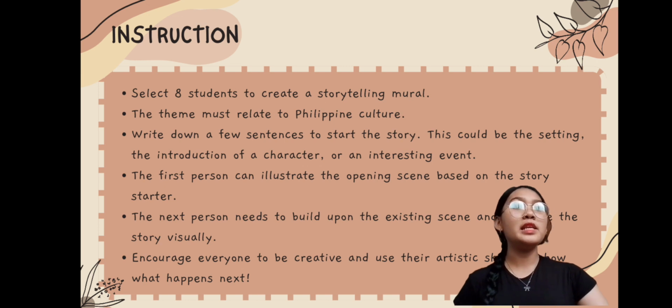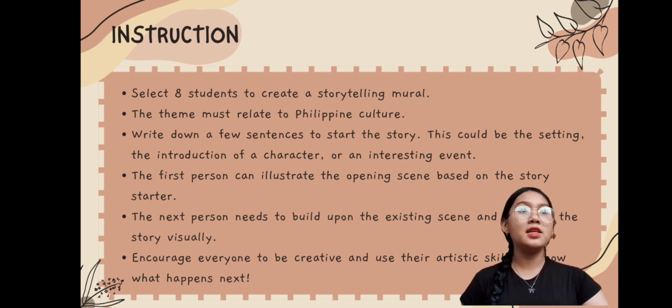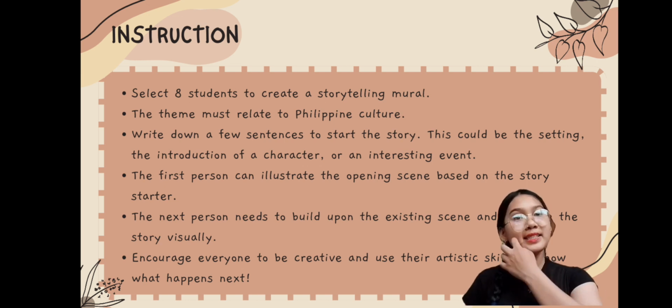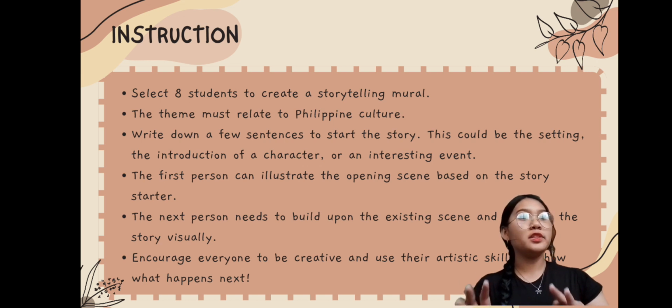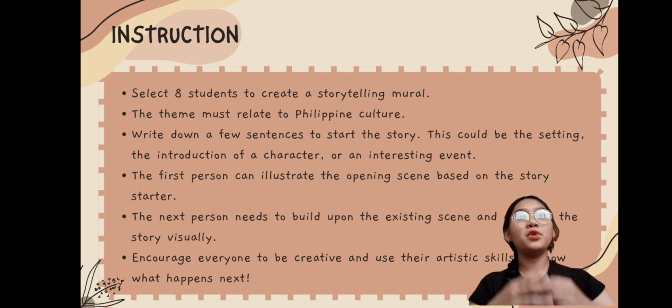The next person needs to build upon the existing scene and continue the story visually. Third, and lastly, encourage everyone to be creative and use their artistic skills to show what happens next. Okay, I want 8 students to volunteer to create the creative storytelling moral.